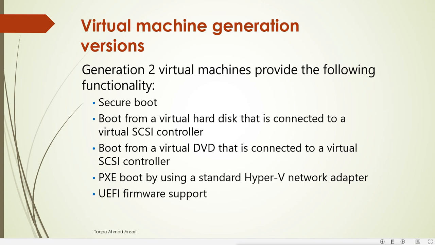So what is the new thing we have in generation 2? A generation 2 virtual machine provides functionality like secure boot for the operating system. When the operating system boots in the virtual machine, it will boot securely, and boot from a virtual hard disk that is connected to a virtual SCSI controller. So it can also provide support for booting the virtual machine from the SCSI controller, that means a SCSI virtual disk. Then we can boot from a virtual DVD that is connected to a virtual SCSI controller also.